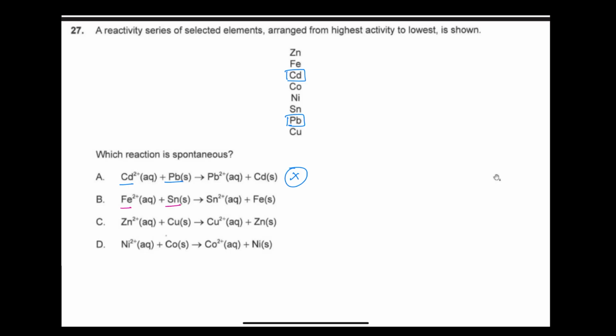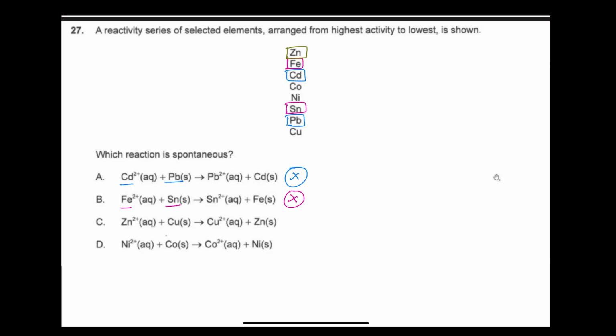Next, Fe2 plus and Sn. Fe is here, Sn is here. Again, Fe is more reactive than Sn. If the ion is more reactive, then there will be no reaction. The metal has to be more reactive than the ion so that the metal can displace the ion from its salt. Rejected.